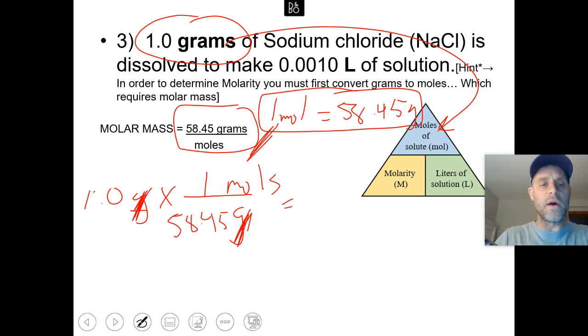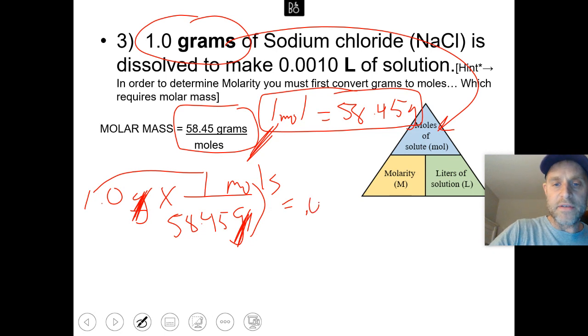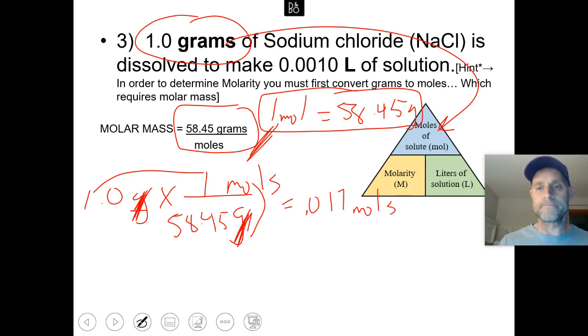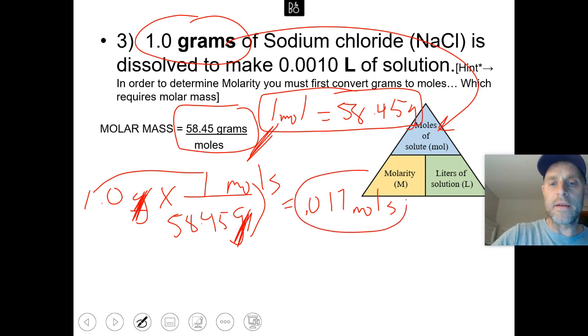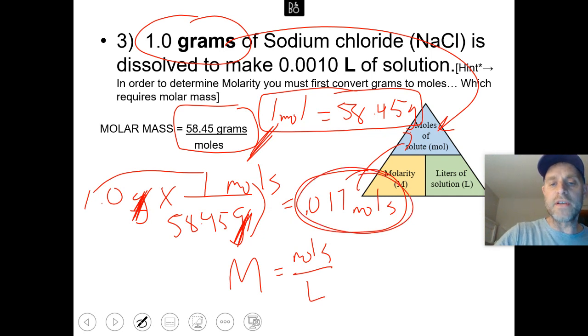Now I pull up my calculator. 1 times 1 divided by 58.45. When I do that, I get 0.017 moles. Now I got it. Now I got it. That's this, right? I'm still trying to solve for molarity. So I still want to go moles over liters. I now have moles. So I can go, all right, here we go. 0.017 moles over how many liters? There it is at the top.